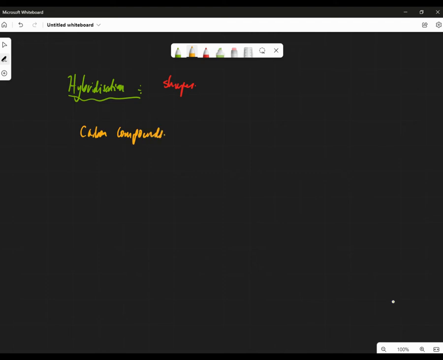Now, carbon can basically form these shapes. It can be tetrahedral, it can be trigonal planar, or it can be straight. Unless I'm missing one, I think that's about it for carbon. So this is tetrahedral. This is trigonal planar. And this one is linear.